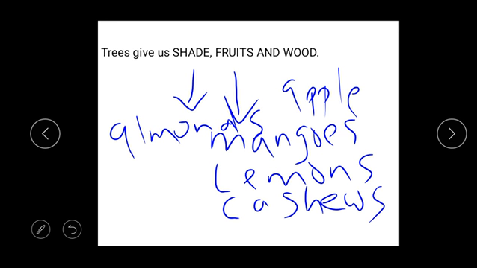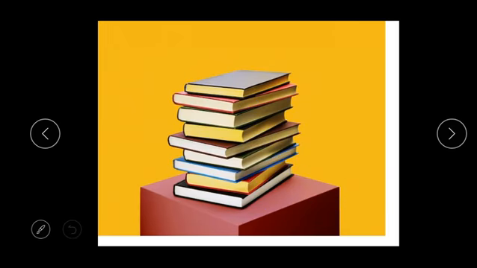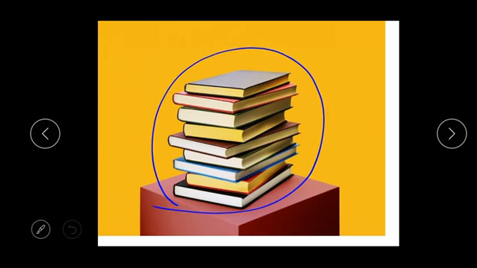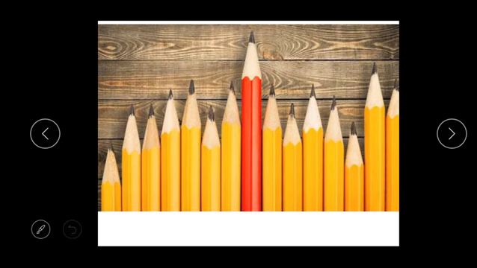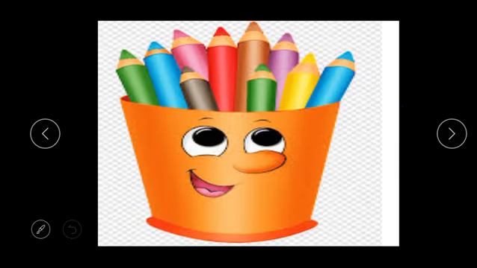So trees are very useful to us. You can get wood from the trees. You can get so many things from the trees. You can get your books from the tree. You can get your pencils from the tree. You can get your crayons from the trees. You can get your magazine from the tree.